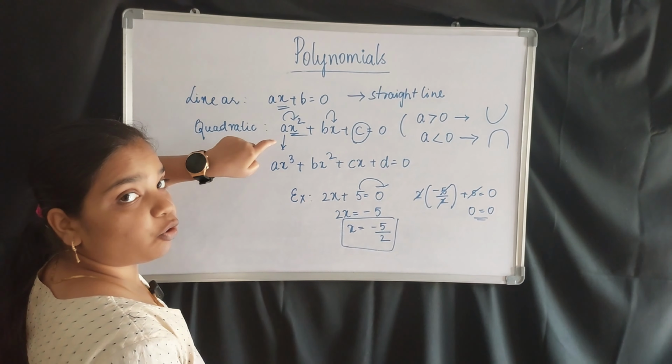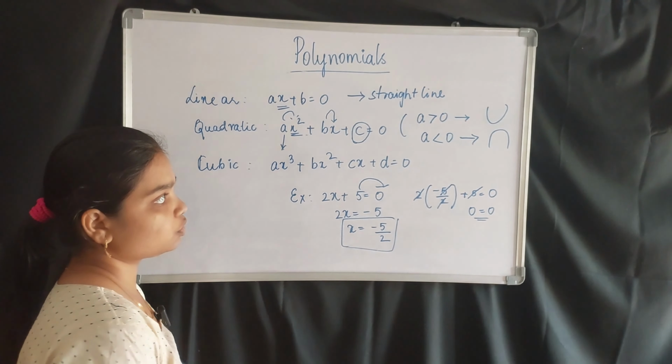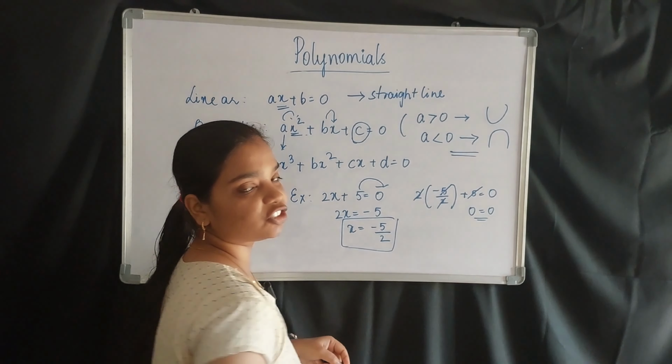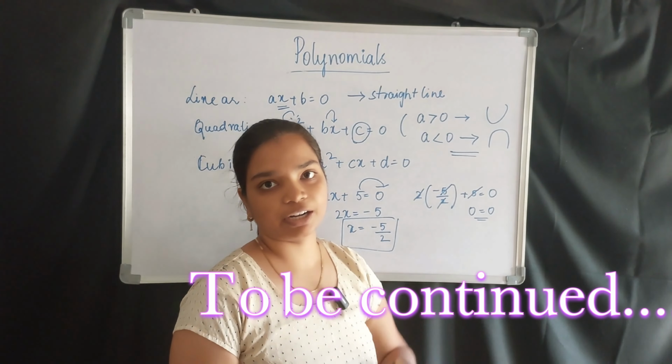Now a is the coefficient of the term x square. Okay, so based on that you can always check whether your graph is giving this correct shape or not.